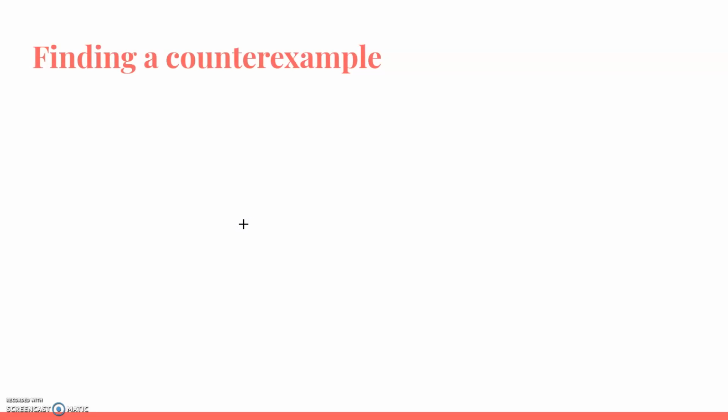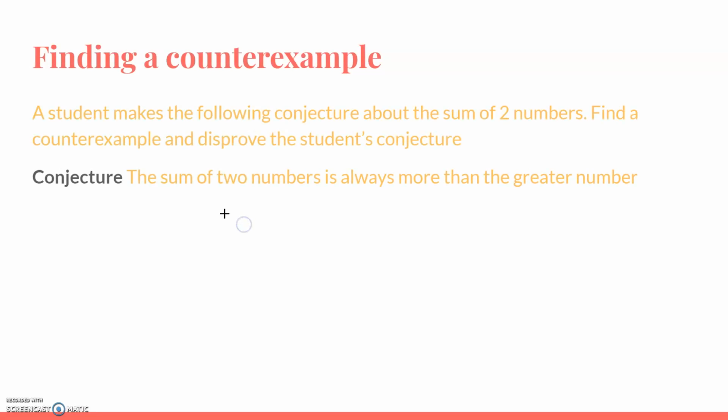Okay, so now, finding a counterexample. A student makes the following conjecture about the sum of 2 numbers. Find a counterexample and disprove the student's conjecture. The conjecture is, the sum of 2 numbers is always more than the greater number. So pause the video, find a counterexample, and then come back and look for the right answer.